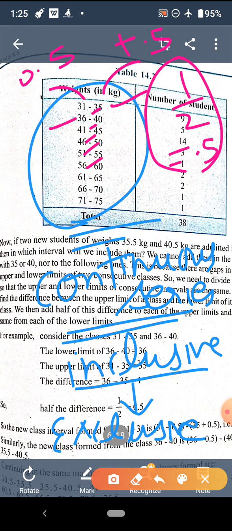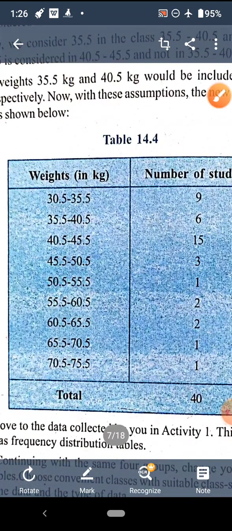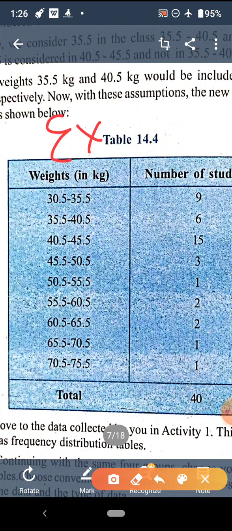So when you subtract 0.5 from 31, you get 30.5, and when you add it to the upper limit, it is 35.5. When you subtract from 36, it is 35.5. When you add here, 40.5; when you subtract here, 40.5; when you add here, 45.5. So your data will look like this. This is called an exclusive series.